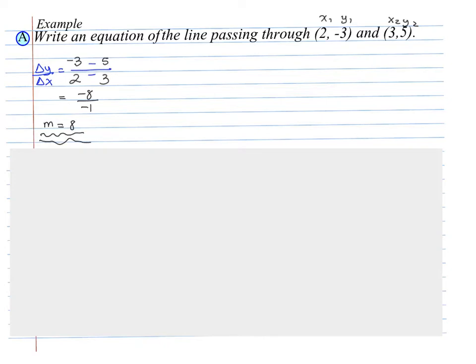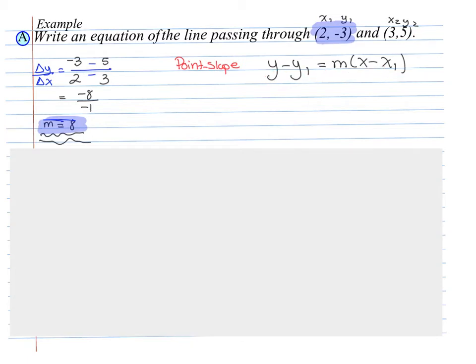The next thing that I'm going to do is use my point-slope formula. So I'm going to have y minus y1 is equal to m times x minus x1. I'm going to use this slope and this coordinate, my x1 and y1, and substitute it into my point-slope formula. If you used the second point, you would still get the same answer because both points are on the same line.